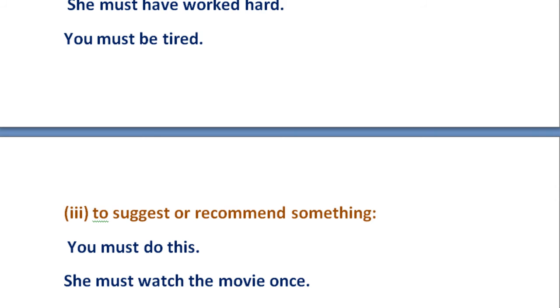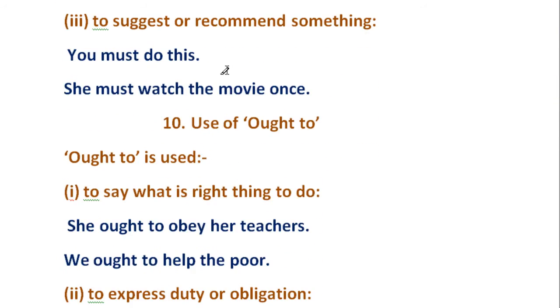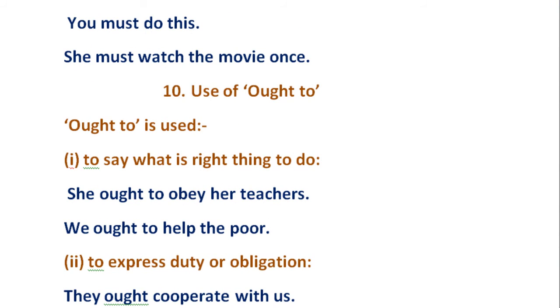Then must is used to say that something was true. She must have worked hard. You must be tired. So these sentences express that something is true. Next use of must is used to suggest or recommend something. You must do this, she must watch the movie once. So here in these sentences must has been used to suggest or recommend something.